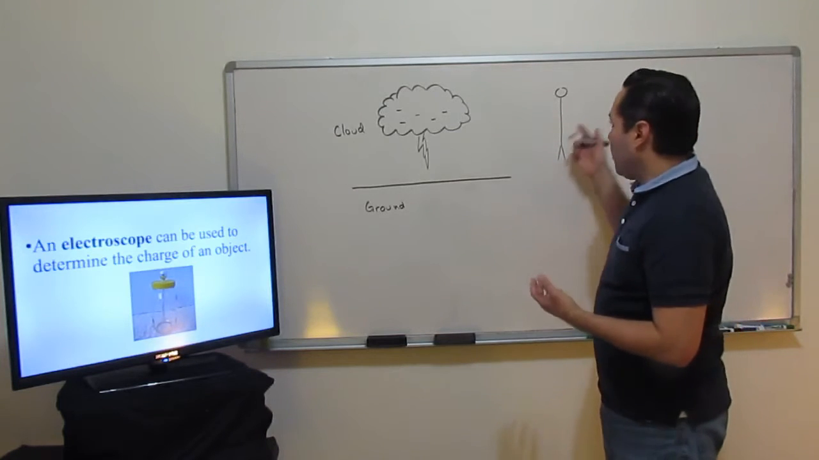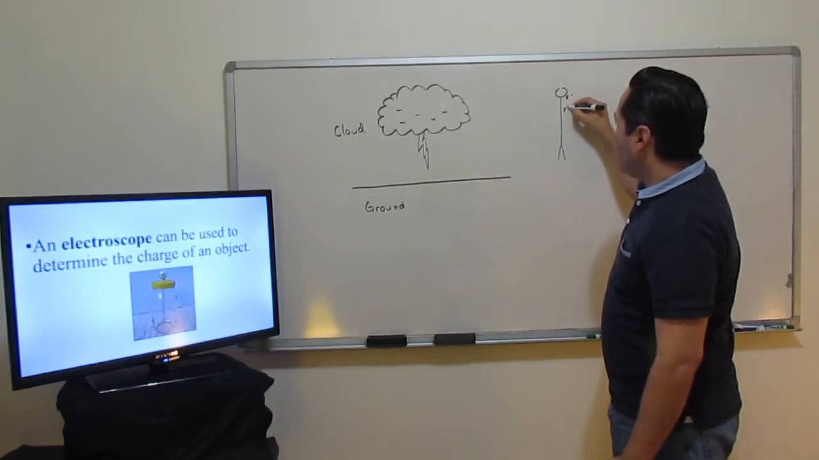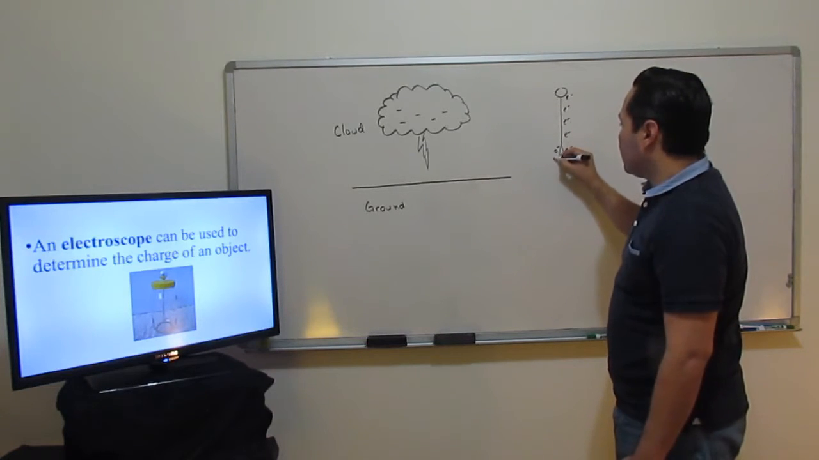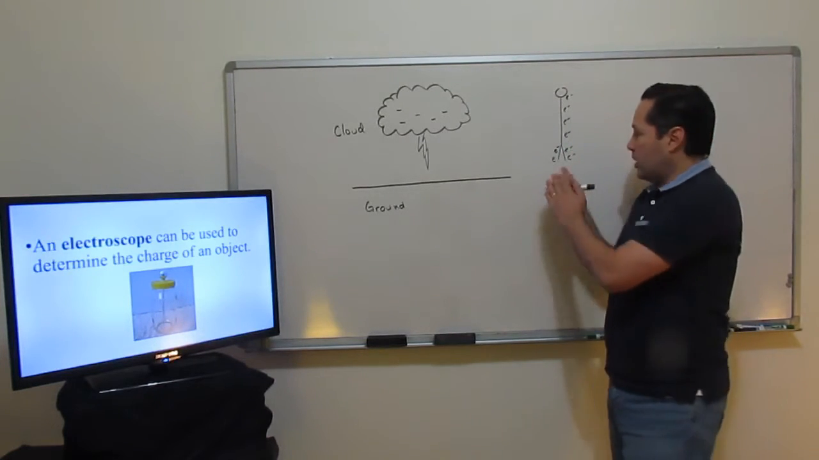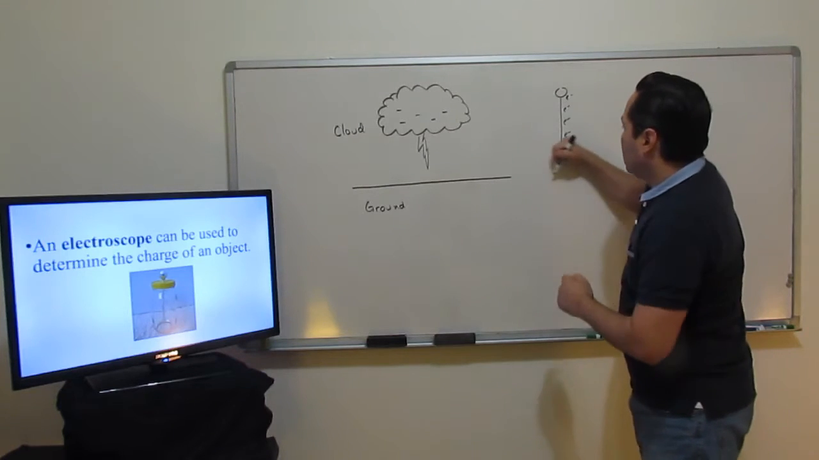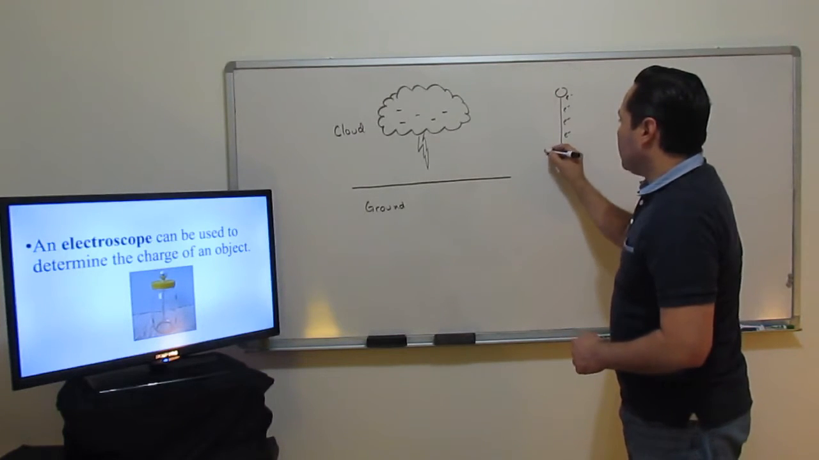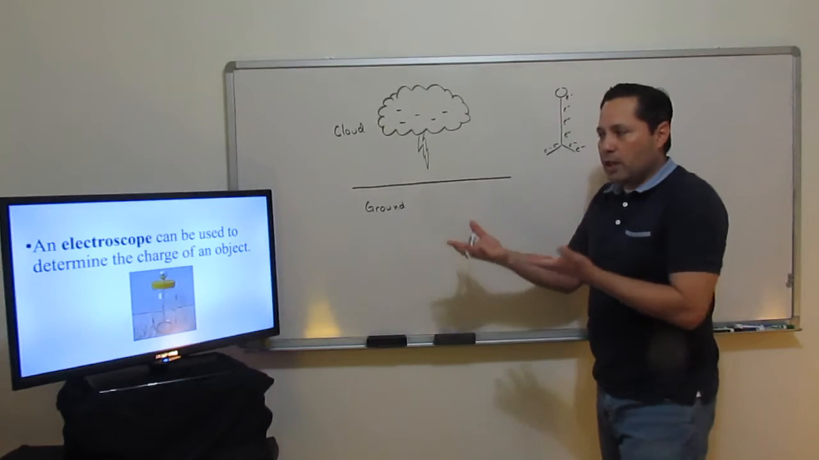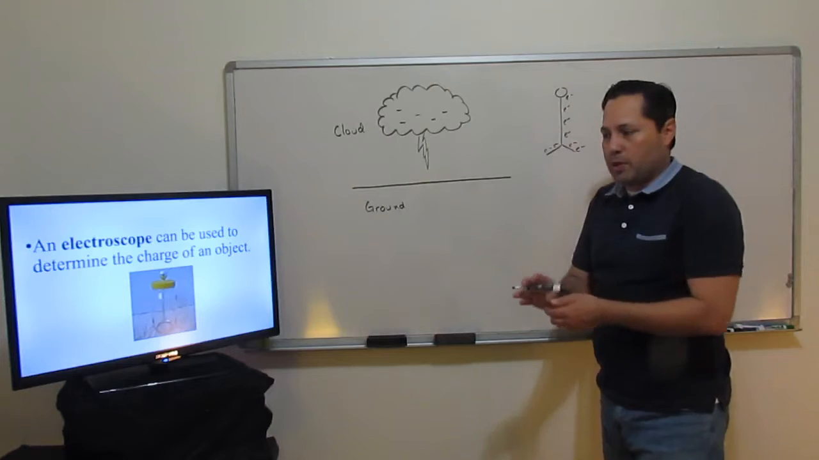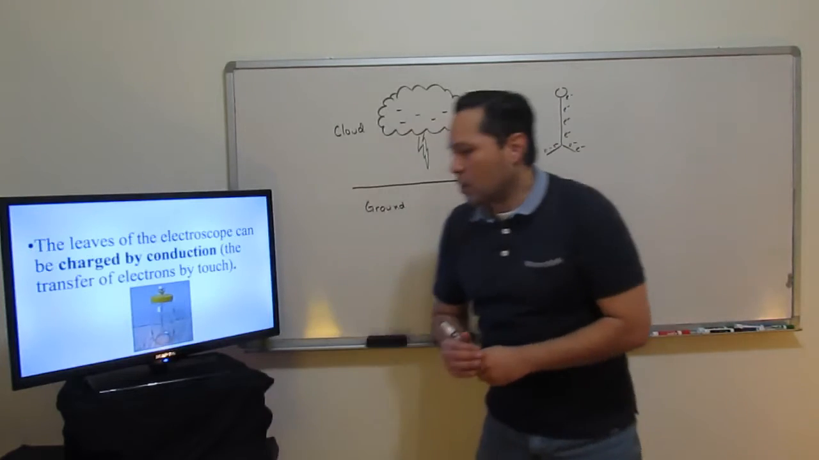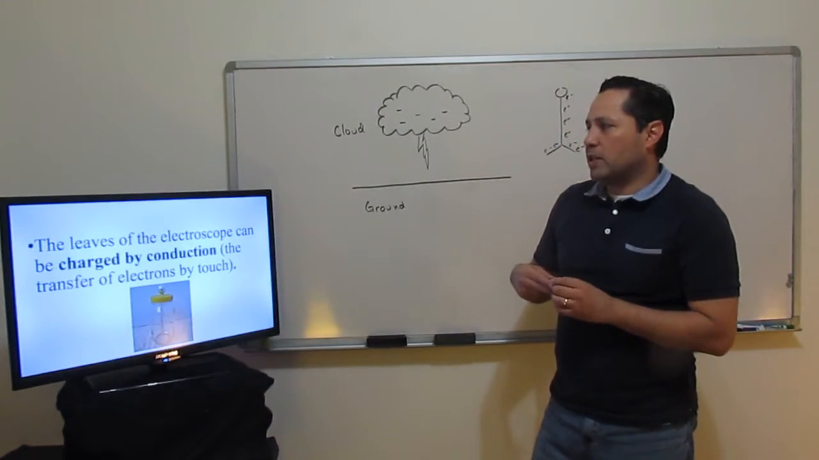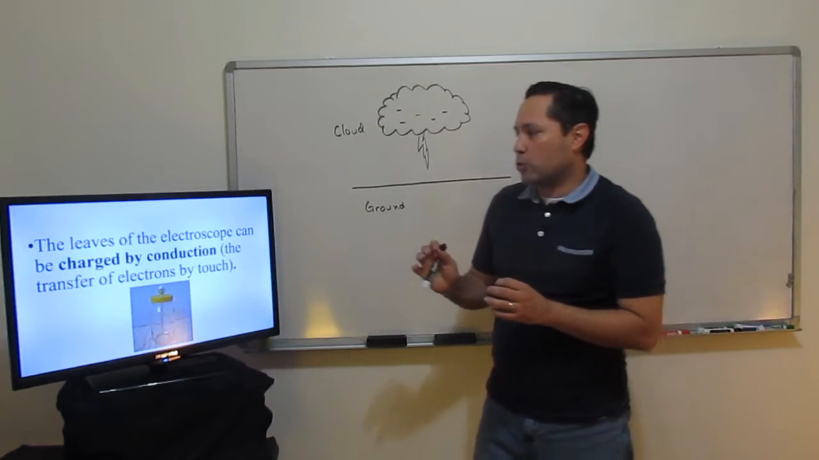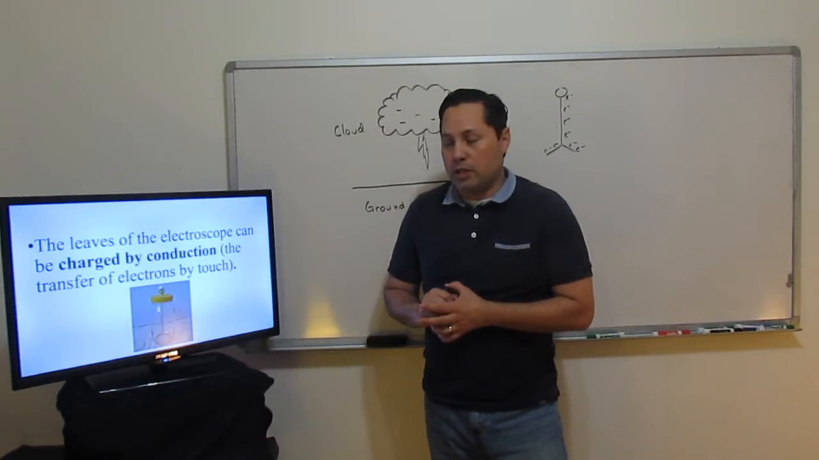But when there's a charge nearby, the charge will go into the electroscope. So it's their little electrons, and they'll build up. And since they repel each other, what you will see is that repulsion manifested by the movement of the leaves going further out. So the electroscope can detect, yeah, there is a charge present here. Alright, so here's the explanation. It says the leaves of the electroscope can be charged by conduction. Conduction is the actual transfer when something is actually touched.